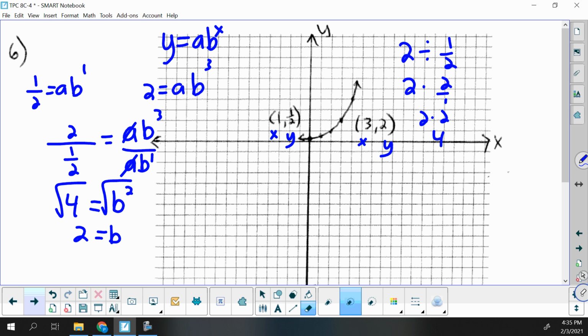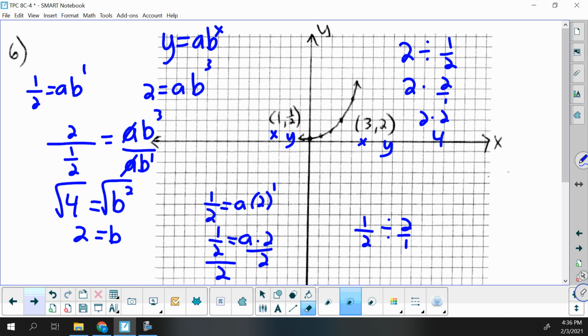Now, we don't have 0 as an exponent. Don't have negatives, though, so it shouldn't be too bad. Let's do the b to the first one. That might be the easier option. So we have 1/2 equals a times 2 to the first. So that's 1/2 equals a times 2. We actually just did this a second ago, but we'll do it again in case you don't remember. We'll write it horizontally. 1/2 divided by 2.